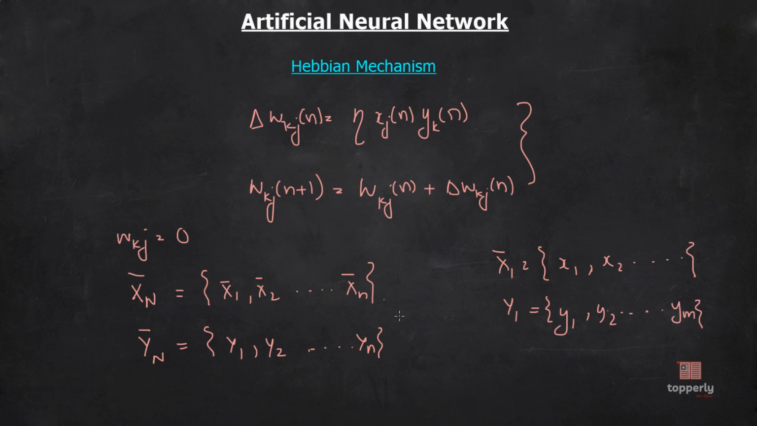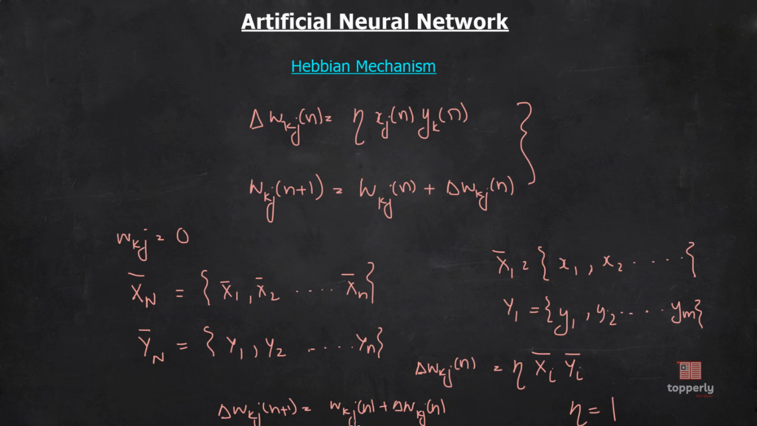Okay. Now in order to find delta wkj of n, what we do is we will take the vector product of xi bar into yi bar. Note that this xi bar is the input vector, not the individual inputs. And this eta is either given in the question, or if it is not given in the question, we can take eta as 1. After this, we will update the weight such that wkj of n plus 1 is equal to wkj of n plus delta wkj. So this is the manner in which you need to proceed, and you need to repeat these steps until we have taken all the input and output pairs.